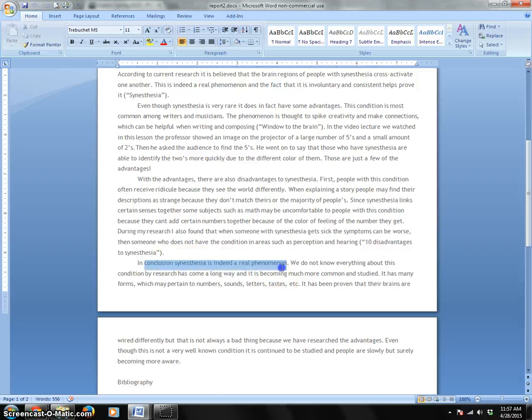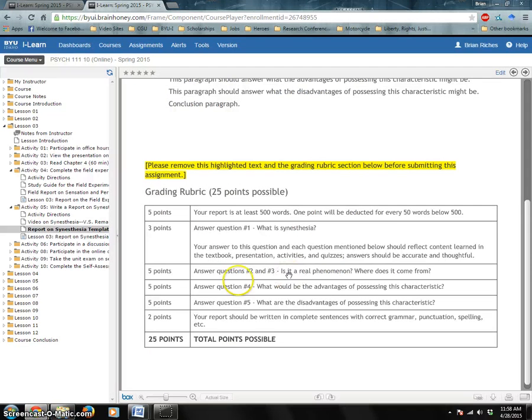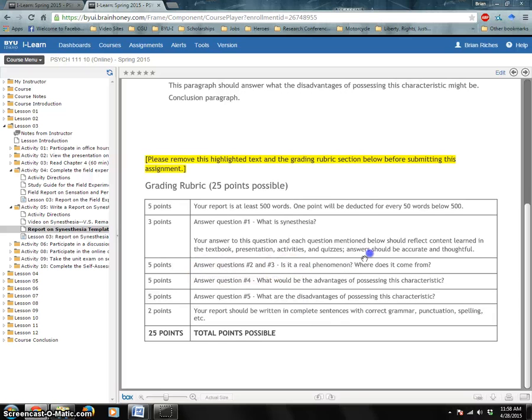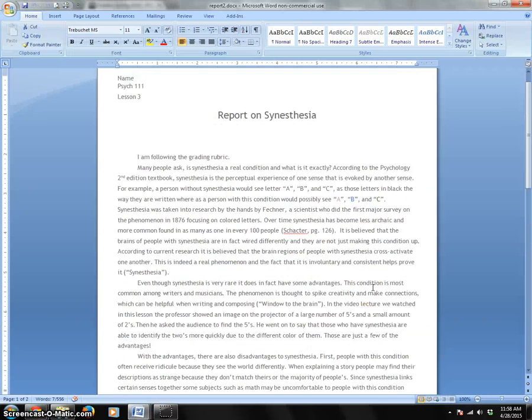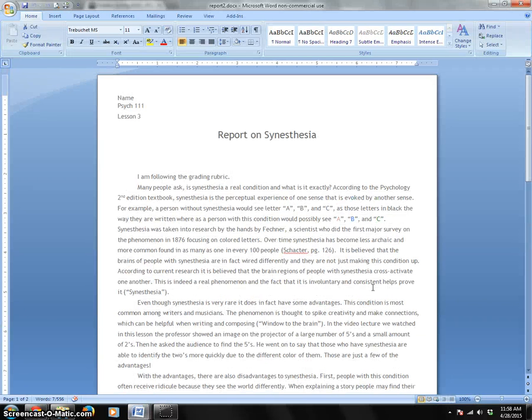So here they've got, yeah, it is a real phenomenon. You can see that was one of these questions. Is it a real phenomenon? Where does it come from? They put that into the narrative. So make it an actual report, make it flow nicely, and don't plagiarize.